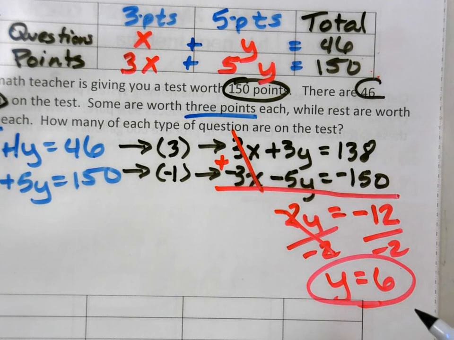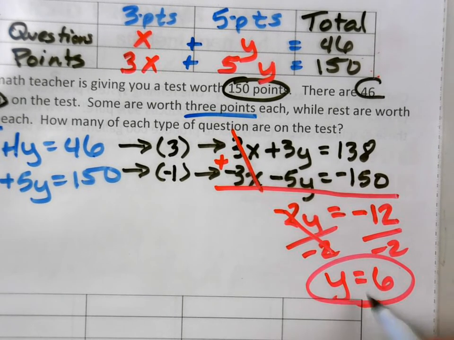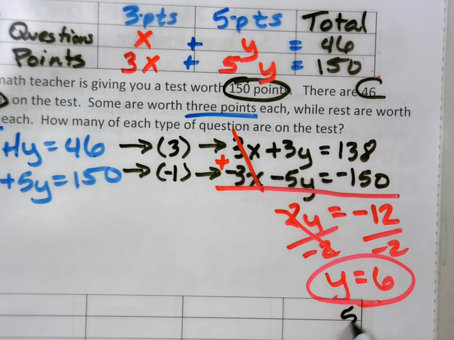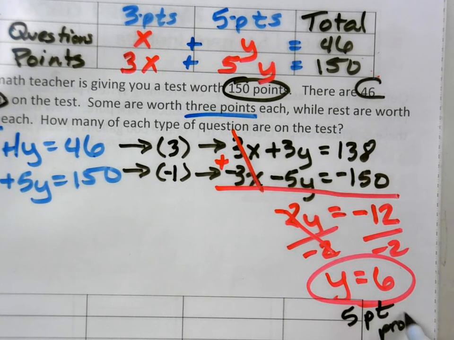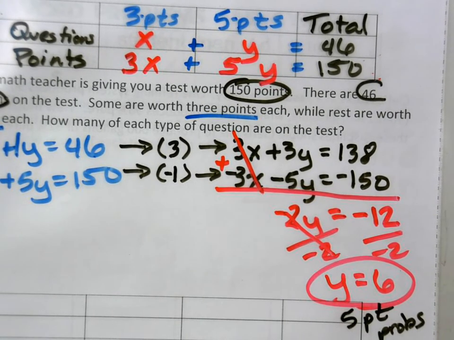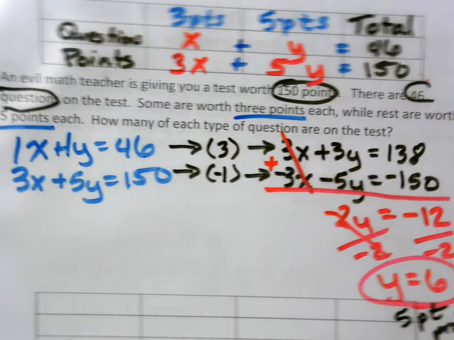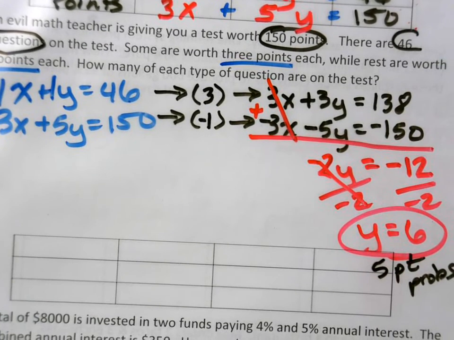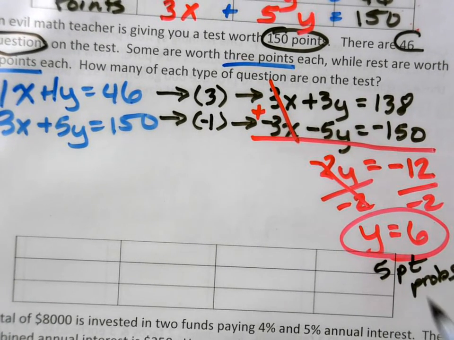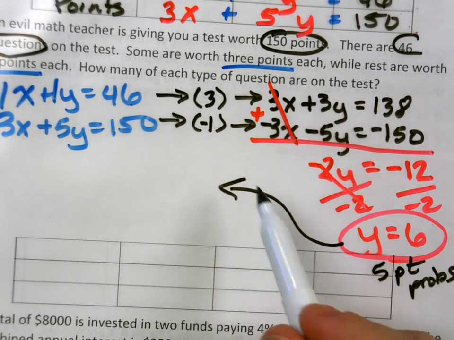And what's my y representing? 5 points. So there are 6 5-point problems or questions, right? Okay, am I done? No. Now we can substitute it in, substitution.